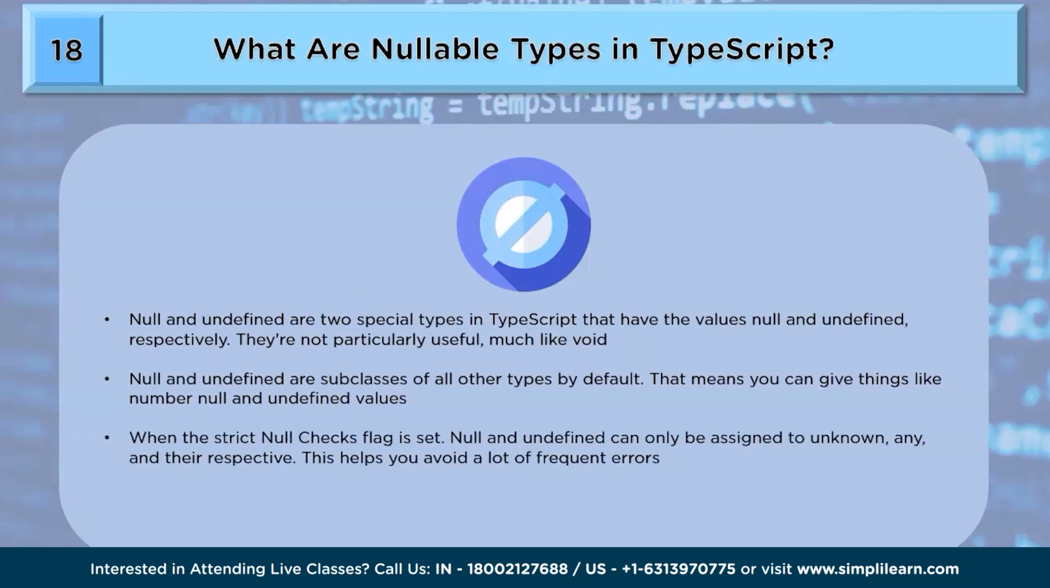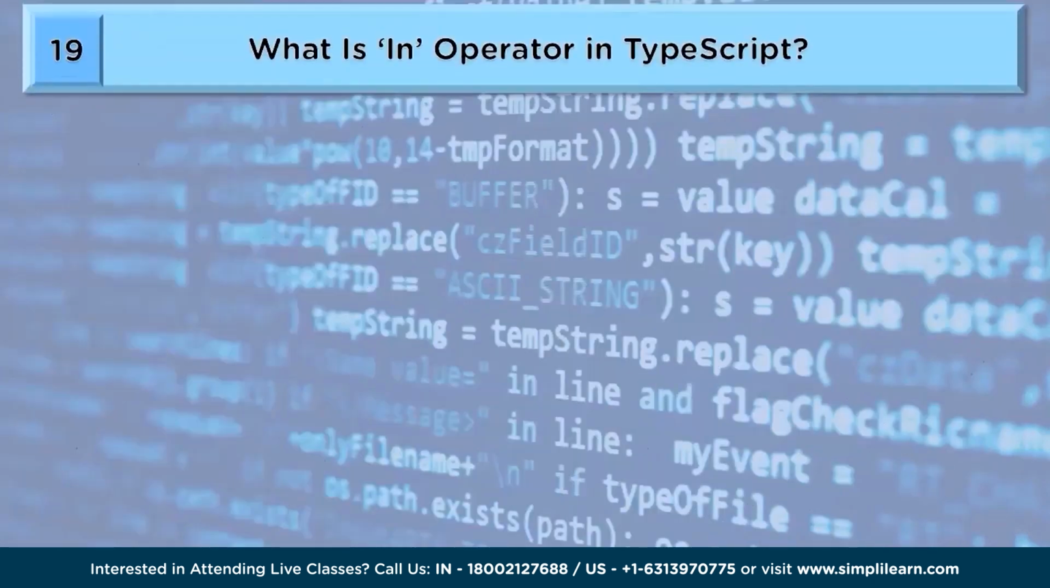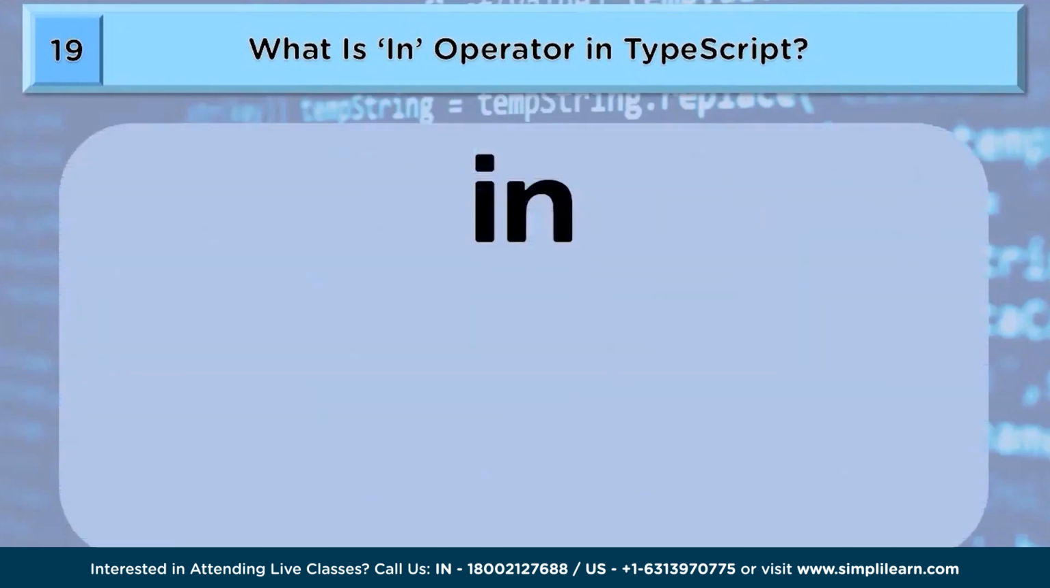When the strictNullChecks flag is set, however, null and undefined can only be assigned to unknown, any, and their respective types. The one exception is that undefined is also assignable to void. This helps to avoid a lot of frequent errors. You can use the union type string | null | undefined if you want to send in either a string, null, or undefined.